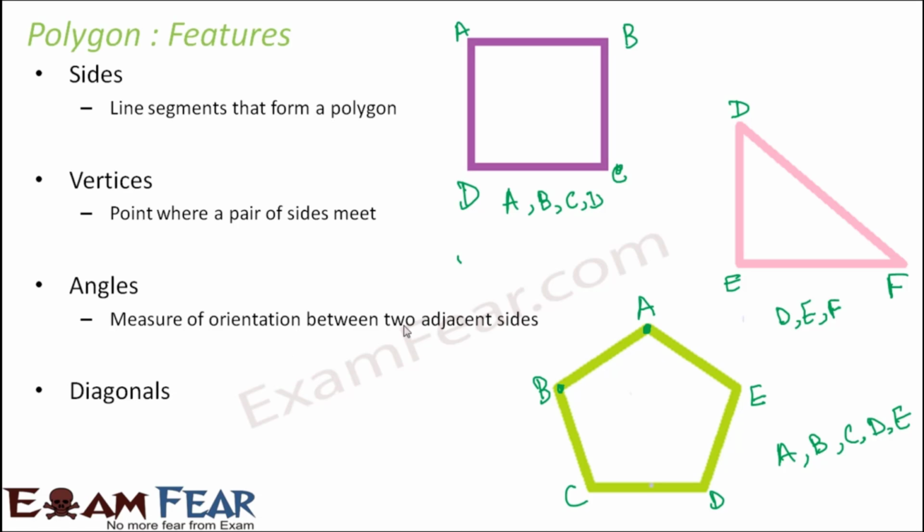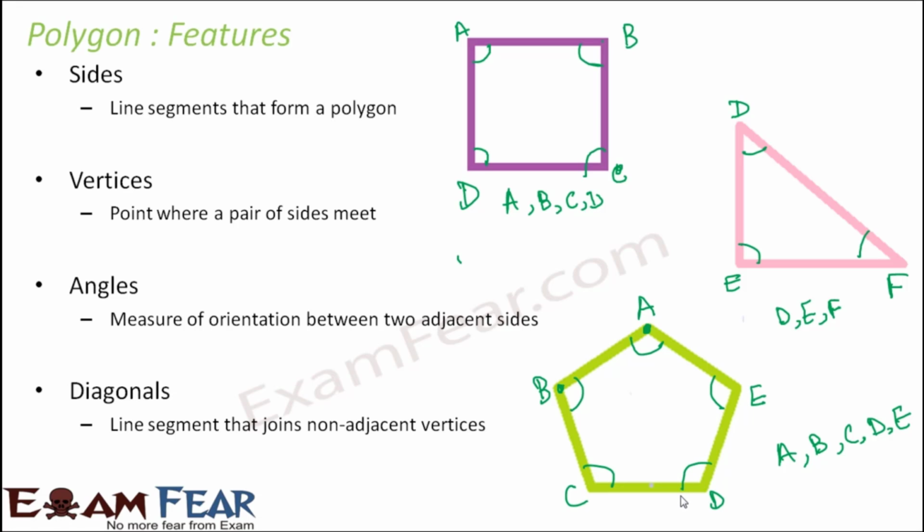Angles: the measure of orientation between 2 sides. So this is one angle, this is another angle, this is one angle which is the orientation between the sides AB and BC. Similarly, this is an angle which is the orientation between BC and CD. So a triangle has 3 angles. Similarly, this polygon has 1, 2, 3, 4 and 5 angles.